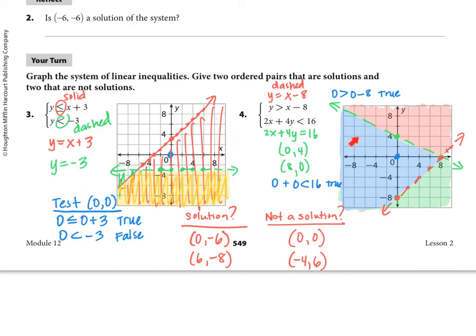So everything in blue is a solution, but remember that this is dashed and this is dashed. So the points on the line aren't solutions. It's just everything inside of here, including 0, 0. So I'm not going to write down solutions and not solutions. Just know that 0, 0 is a solution to the whole system in this case, and something like 8 comma 6 would not be a solution, or 8 comma negative 6 would also not be a solution.